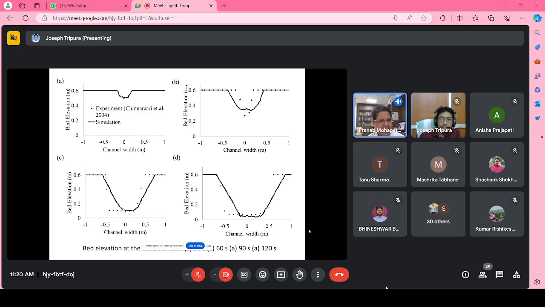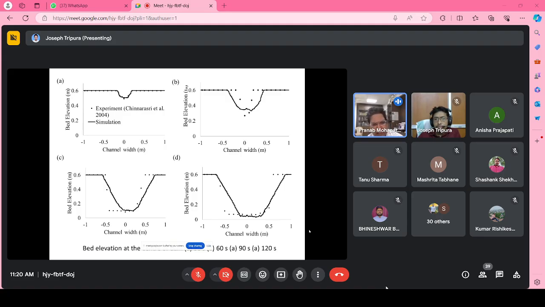So you can see this is again from the literature. This was a 2004 experimental paper by Chinnarasri et al. And we conducted the simulations for the same experiments using Flow 3D. As compared to the other breach, the planar breach, there we could establish a very good match between the experiment and the numerical. Here, we are not so successful. For example, you can see figure C. The dots are the experimental results and the solid lines are the numerical results. So there is quite a mismatch between the two.